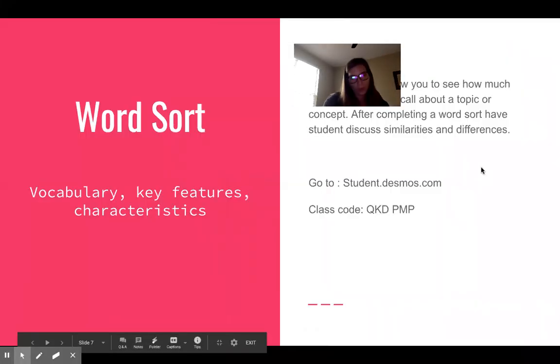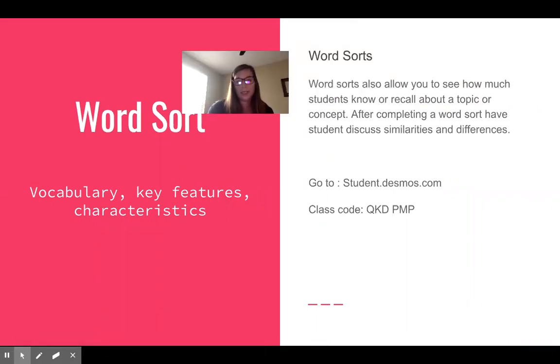Our next strategy, as you saw on the screen, is a word sort. A word sort or a vocabulary sort can be vocab, it can be features, it can be characteristics, it can be images. And you can just give the set of cards to students and ask them to sort them however they see fit. Now, the great thing about that is you get to visually see connections students are making and the words they're putting together.